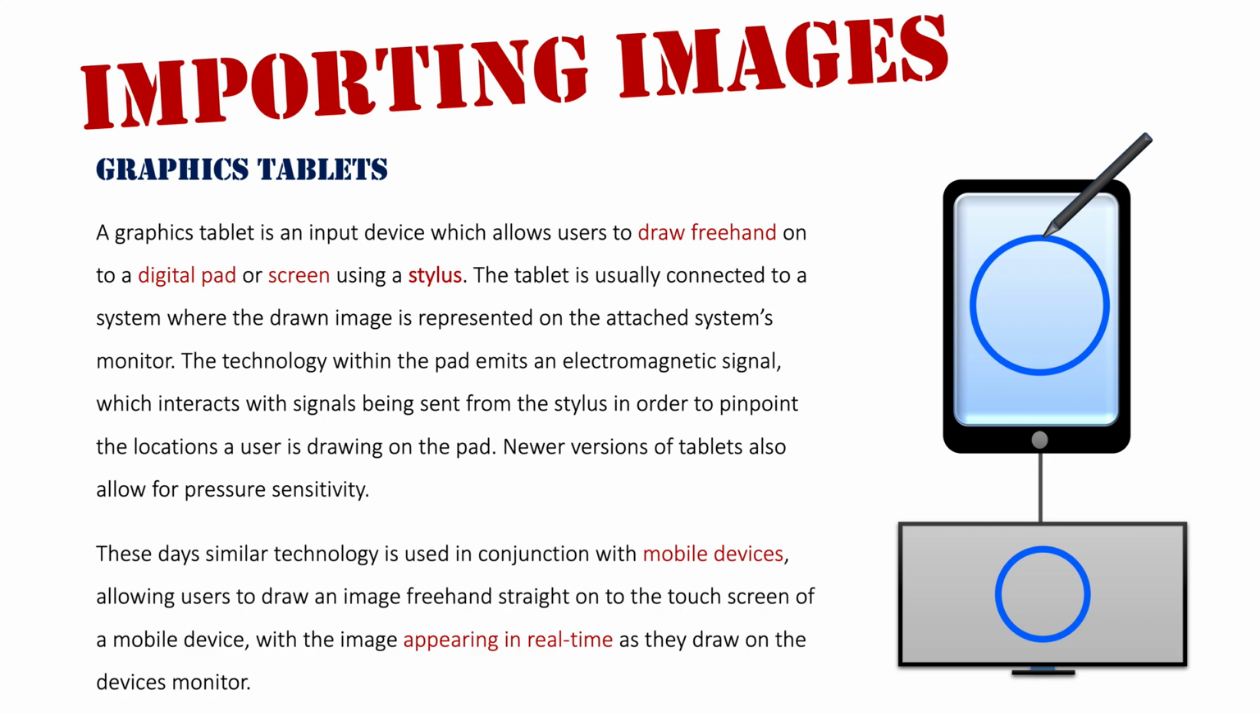Now, these days, similar technology is used in conjunction with mobile devices, allowing users to draw an image freehand straight onto the touchscreen of their mobile device, and the image would appear in real time on that device. So I don't actually have to be connected to a system. I can draw the circle straight onto my iPad, and I can see that circle come on as soon as I touch it because it's using a touchscreen there.